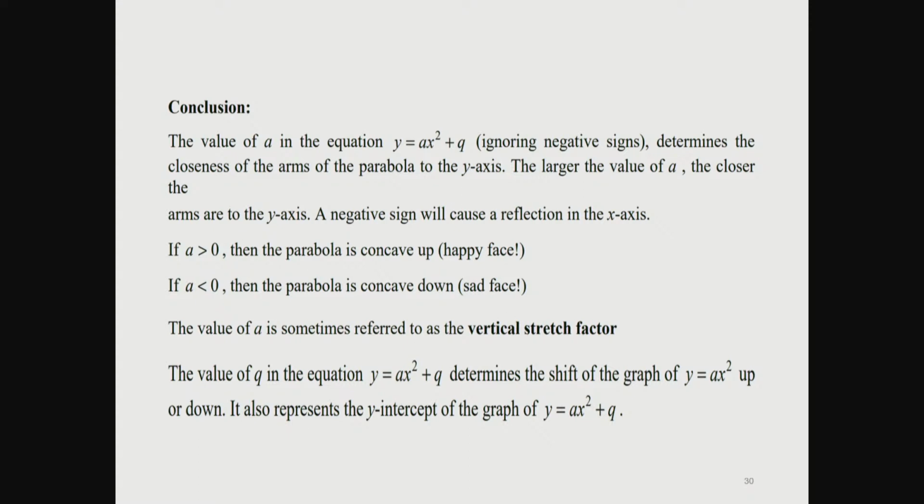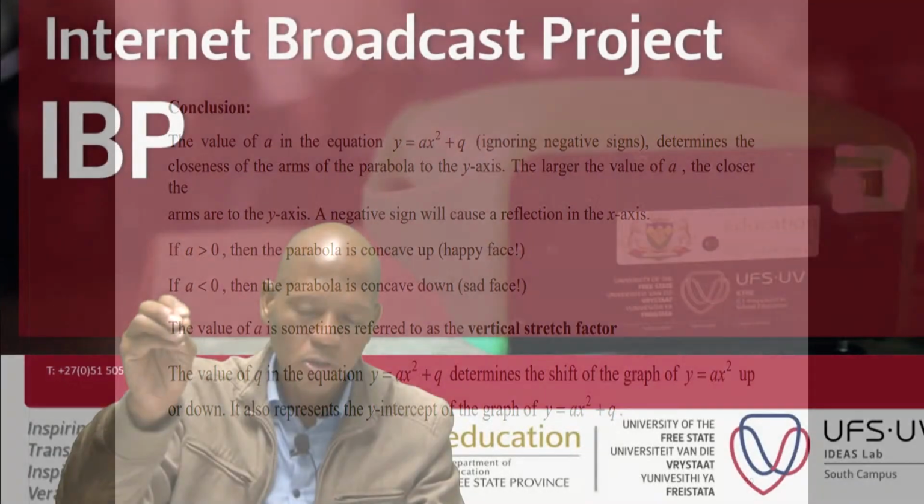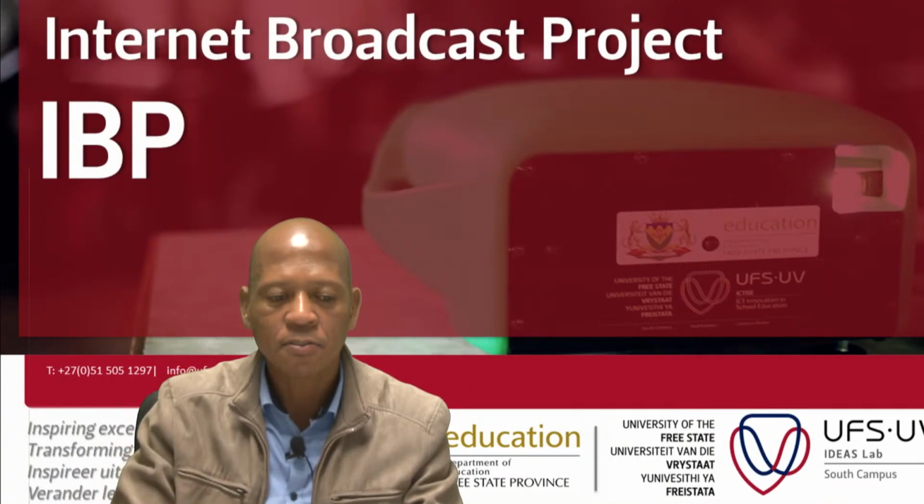Now, the value of q in the equation y equals ax squared plus q determines the shift of the graph of y equals ax squared, up or down. Now you know very well when the graph goes up, and you also know when the graph goes down.